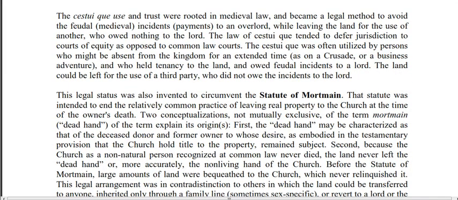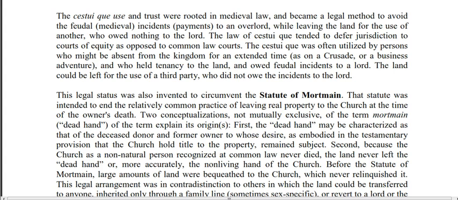The cestui que use and trust were rooted in medieval law and became a legal method to avoid the feudal incidents or payments to an overlord, while leaving the land for the use of another who owed nothing to the lord. The law of cestui que tended to defer jurisdiction to the courts of equity as opposed to common law courts.